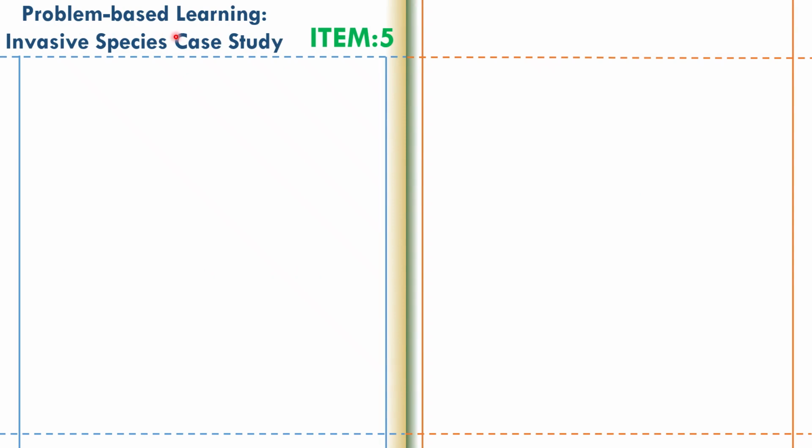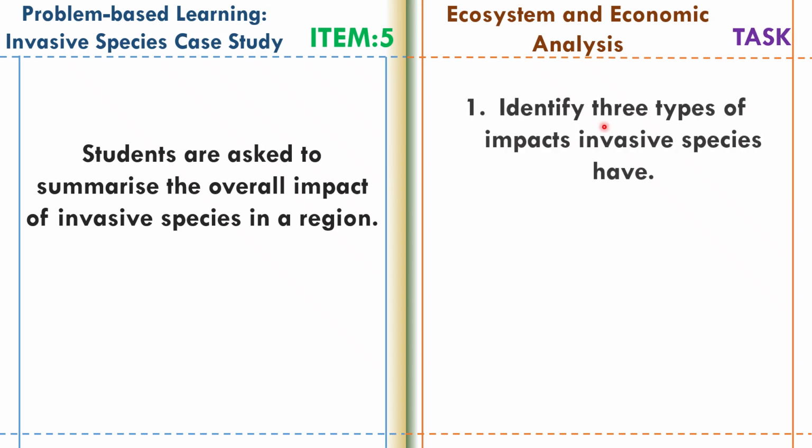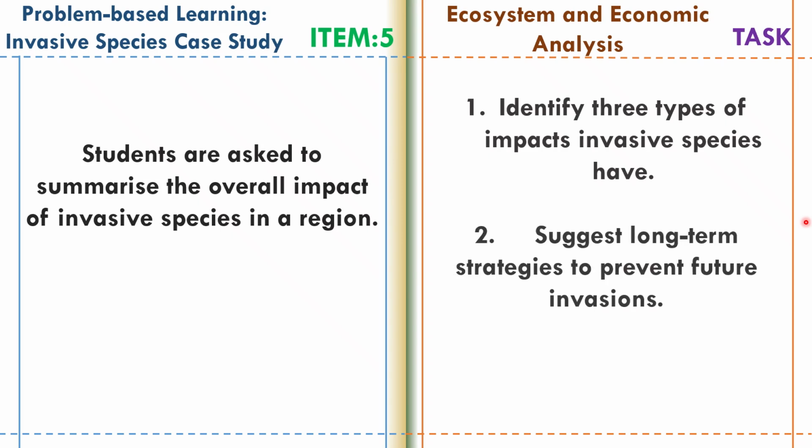Still under problem-based learning, invasive species case study, item 5. We are looking at ecosystem and economic analysis. Students are asked to summarize the overall impact of invasive species in a region. Task: identify 3 types of impacts invasive species have. Suggest long-term strategies to prevent future invasions.